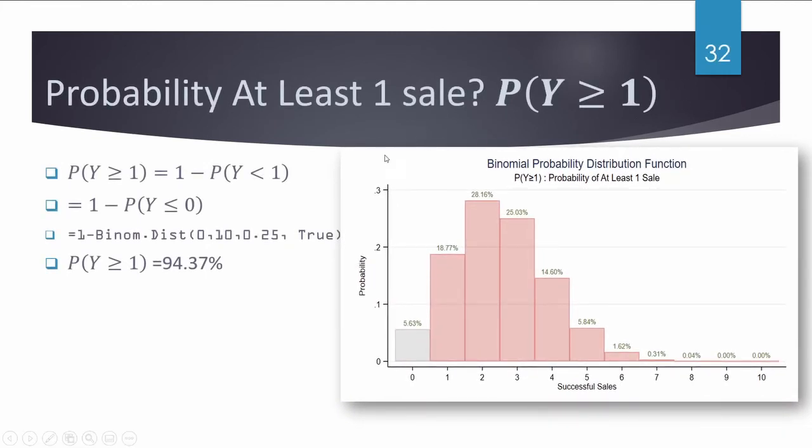So the way we're going to do this is as follows. We're going to use our second probability rule. Our second probability rule says that the probability of all of the events summed together has to be equal to 1. And so what I'm going to say is, if I want to know the probability that y is at least 1, this has to be equal to 1 minus the probability y is not at least 1, or y is less than 1.